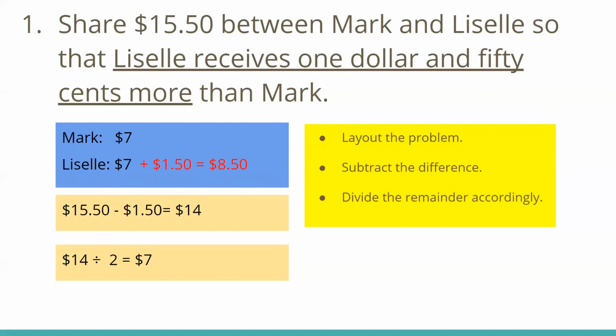Now, what was the total amount of money? $15.50. Is there a way that we can check our answer? If we add the amount of money Mark received and the amount of money Lisselle received, we should get the whole. The whole refers to the total amount. So that's one way that you can check your answer. So you lay out the problem using number sentences or bar models. You subtract the difference and then you divide accordingly. And remember to update your number sentences.